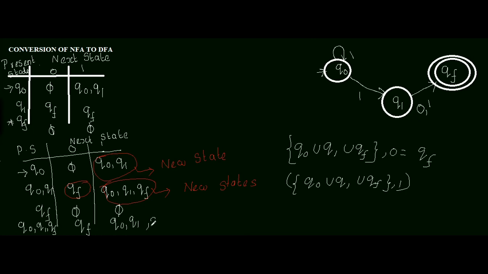Now check, is there any new state over here? Q0, Q1, QF we already have, QF we already have, there is no new state. So now we are going to find which one is the final state. QF is the final state. Wherever QF is there, that is a final state. So we have two final states over here. This one is a final state and this one is a final state. So this is our DFA. For each input we have only one next state, hence it is a DFA.